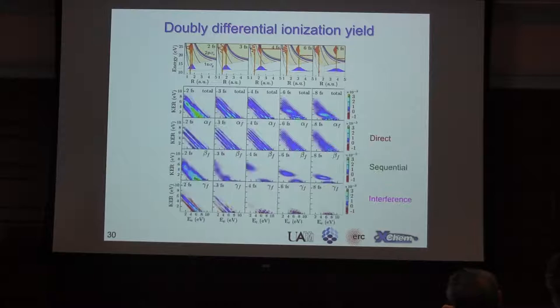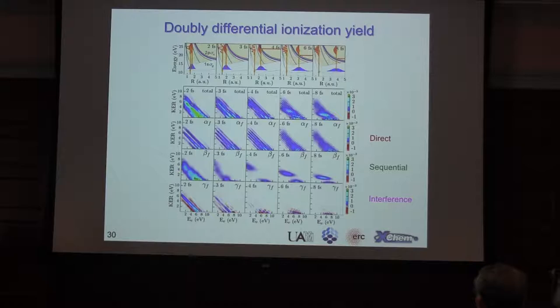And the contribution of these three different terms to the W differential yield is given by these figures. So here you can see the direct term that looks very complicated. Here is the sequential term, and here is the interference term. As in the case of the total ionization yield, here you see blue and red, this means that we have positive and negative values everywhere, so on average, this would be very difficult to observe.